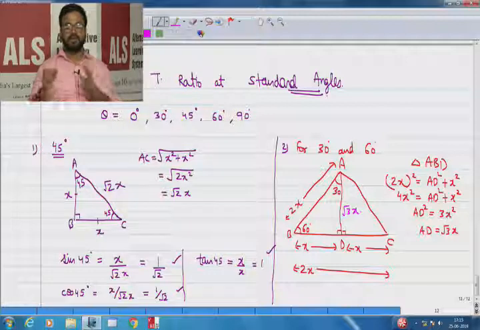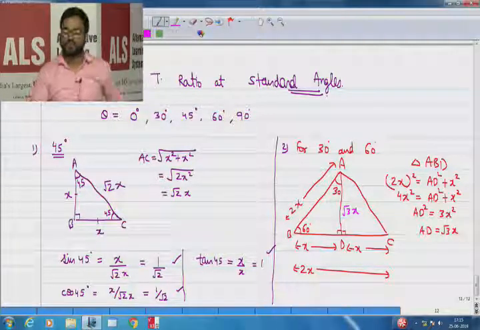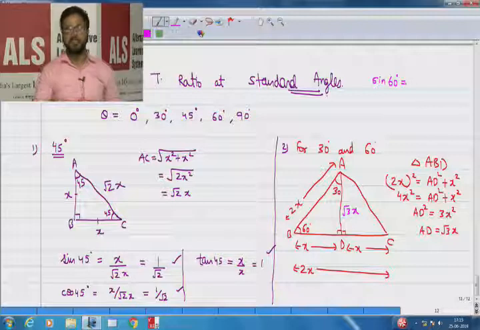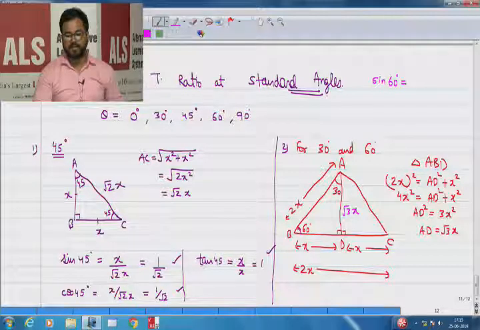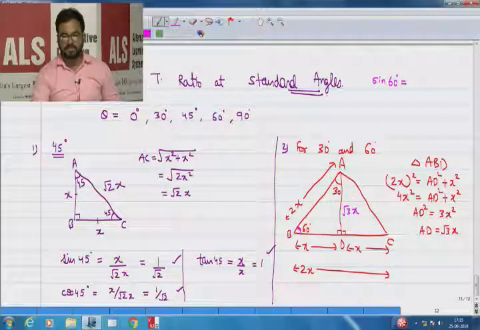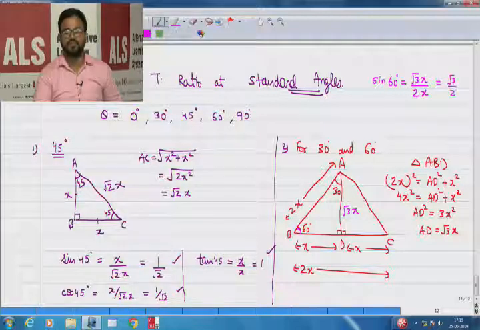Now after getting the values of the three sides, you can find any ratio. Like if you have to find sine of 60 degree, we are considering this angle. Sine is nothing but perpendicular upon hypotenuse. So perpendicular is this one, root 3x, over hypotenuse, which is 2x. x and x will get cancelled out, so it is root 3 over 2.